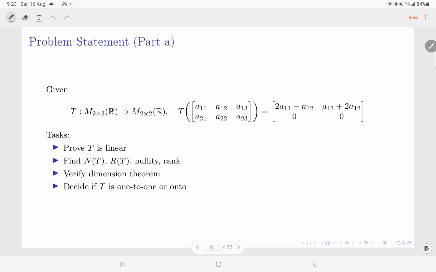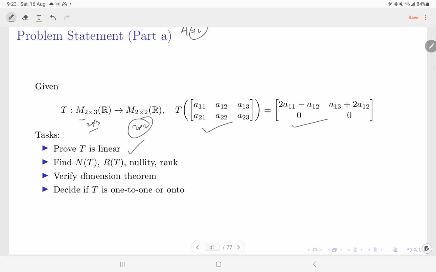Now let's say this is part A. Let's say this is your assignment, question one. This is the transformation given, from matrices of 2 cross 3 to 2 cross 2. First you need to prove the linearity.